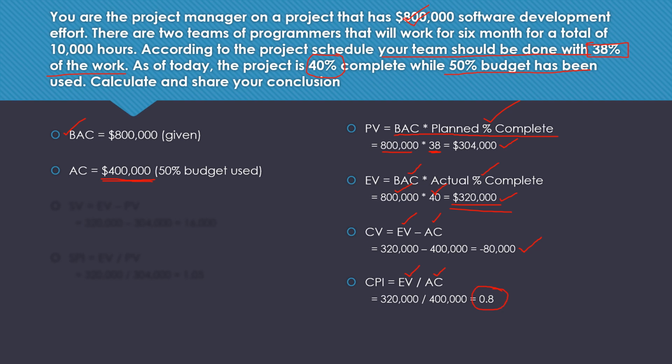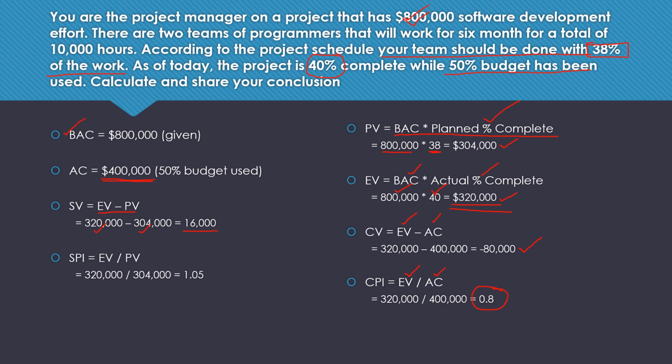All right, let's calculate schedule variance now. The formula for SV is EV minus PV. So again, you put in the values, and the answer that you get is $16,000. SPI, schedule performance index, is EV divided by PV. Again, put in the values. The answer that you get is 1.05.